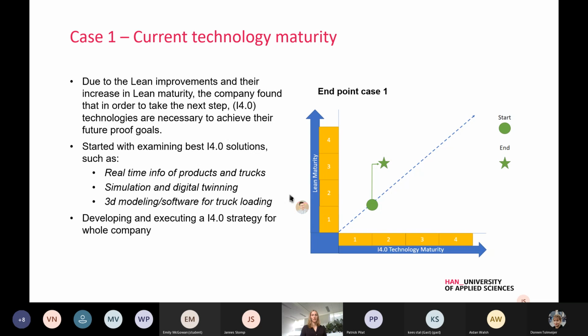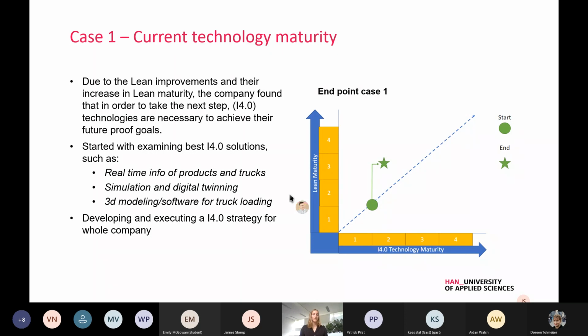So they started to examine some Industry 4.0 solutions, and during the project they also had an open mind to technology solutions. For example, they gathered real-time information about products and trucks and how to use 3D algorithms or technology to load the truck in the most optimal way. So these ideas are present within the company, and they're now busy finding out what suits their processes best. The process is the starting point, and from there on they look for the best technology or other solution.